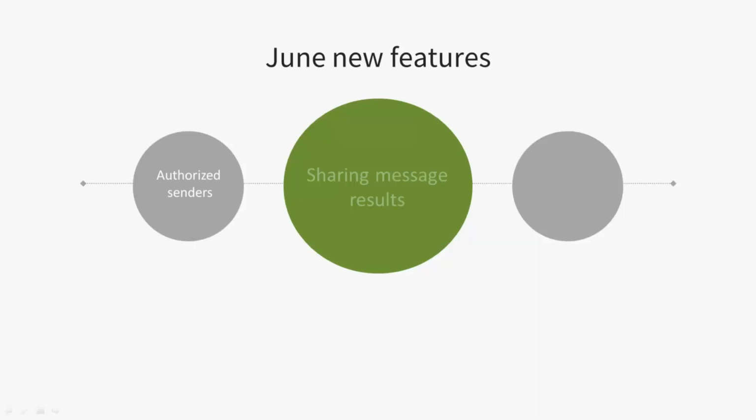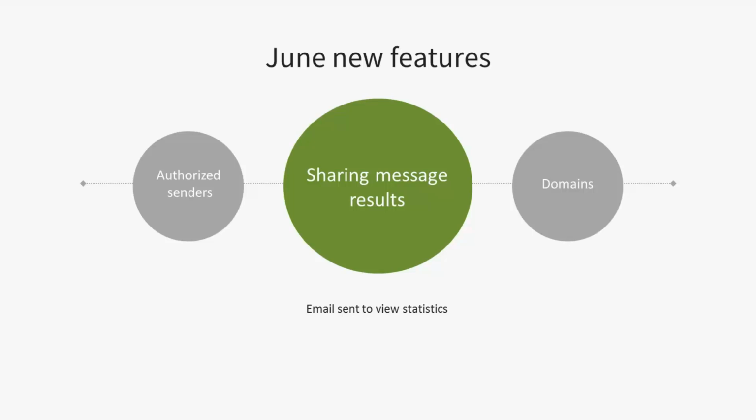So as I mentioned, these features were put online a couple weeks ago, on June 7. There are 3 of them that were released. So the first item I'm going to be sharing with you is the sharing message results. This is really the email messages that you send out using the Dialog Insight platform.